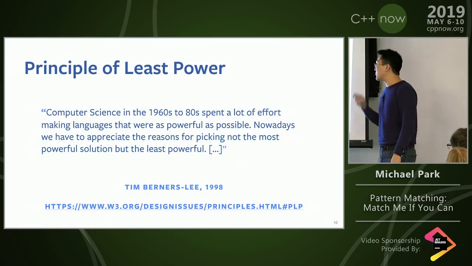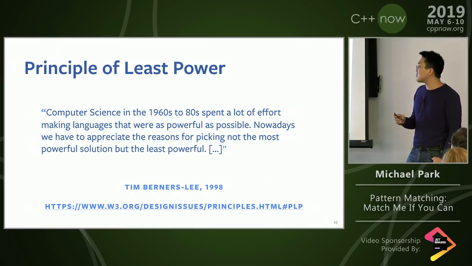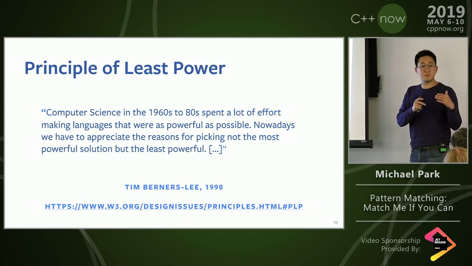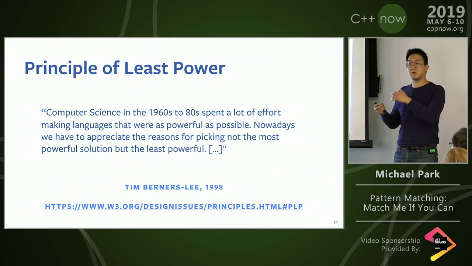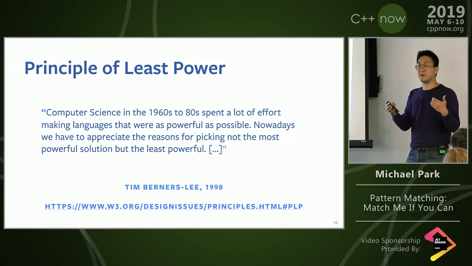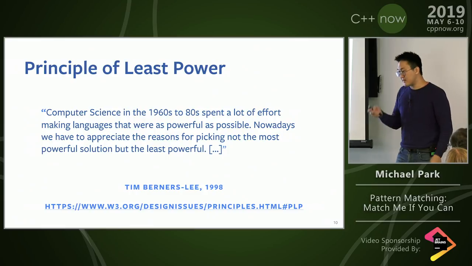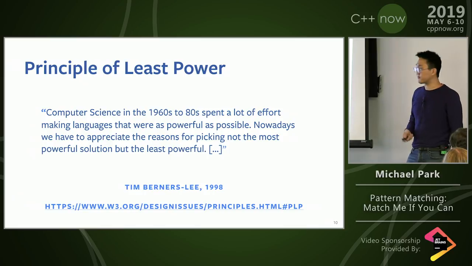And so this is obviously not a new idea. This is the principle of least power described by Tim Berners-Lee in 1998. Computer science in the 1960s to 80s spent a lot of effort making languages that were as powerful as possible. Nowadays, we have to appreciate the reasons for picking not the most powerful solution, but the least powerful. An example of this, not in selection statements but iteration statements, is the difference between range-based for and while. With a while, you just have a Boolean expression, and so you have to place your iteration correctly in specific places to get what you want, whereas a range-based for embeds your intent in the construct itself. You know what's happening without having to do any analysis. And so that enables compilers to perform vectorization, for example, as opposed to having to do more analysis for that.